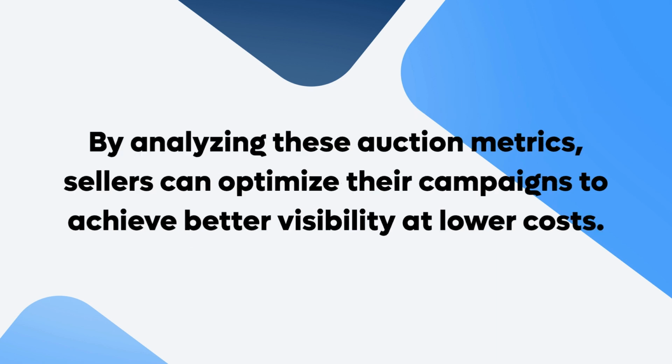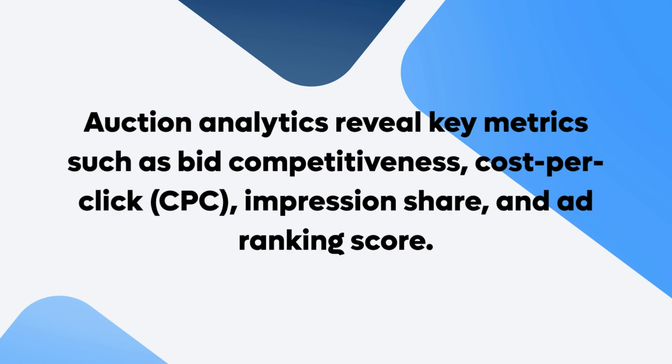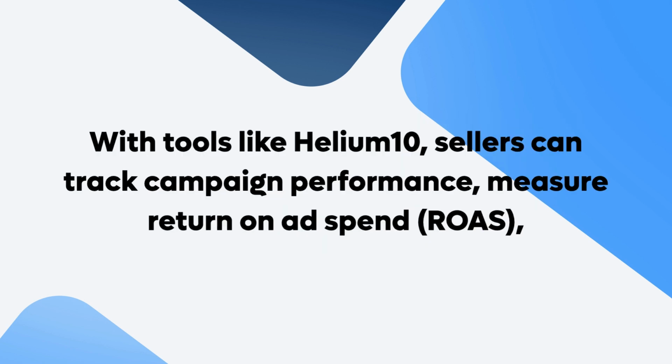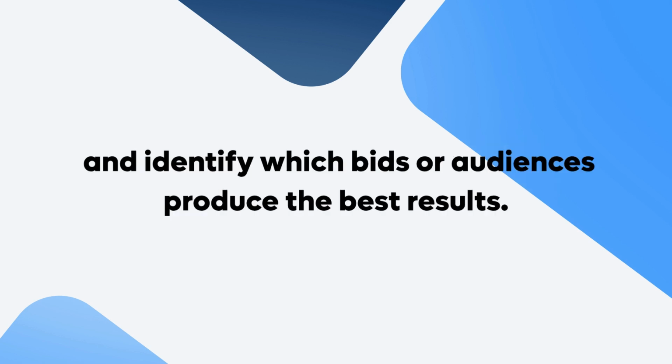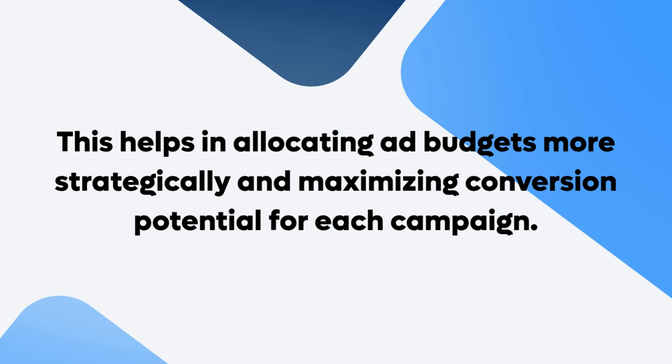By analyzing these auction metrics, sellers can optimize their campaigns to achieve better visibility at lower costs. Auction analytics reveal key metrics such as bid competitiveness, cost per click, impression share, and ad ranking score. With tools like Helium 10, sellers can track campaign performance, measure return on ad spend (ROAS), and identify which bids or audiences produce the best results. This helps in allocating ad budgets more strategically and maximizing conversion potential for each campaign.